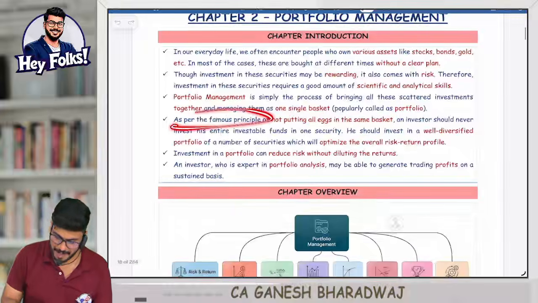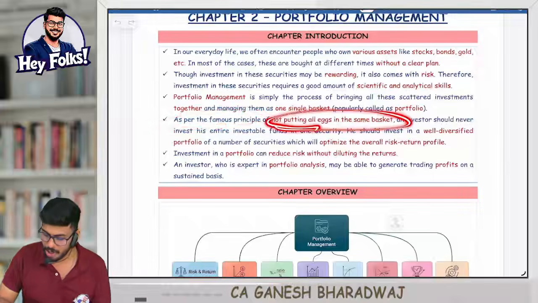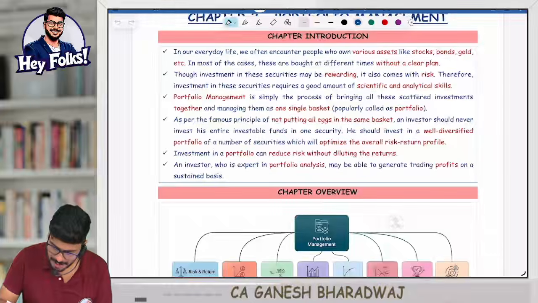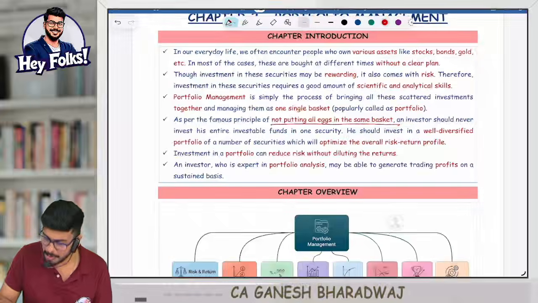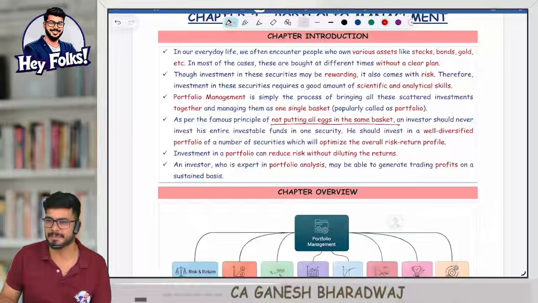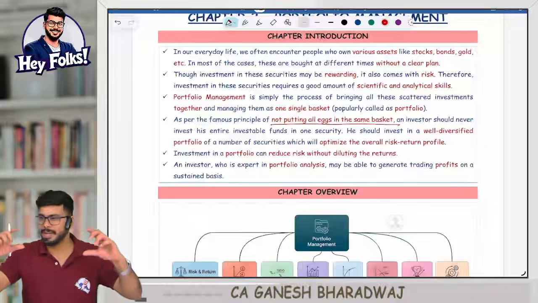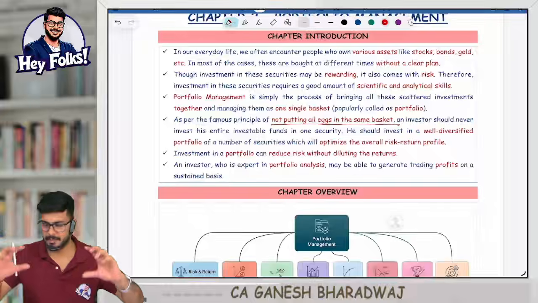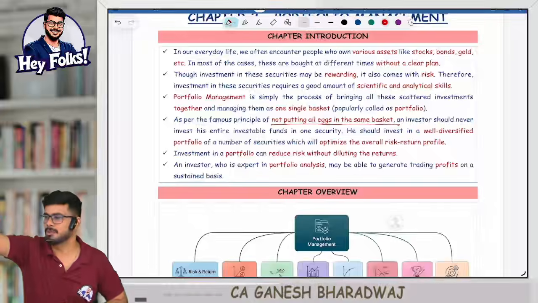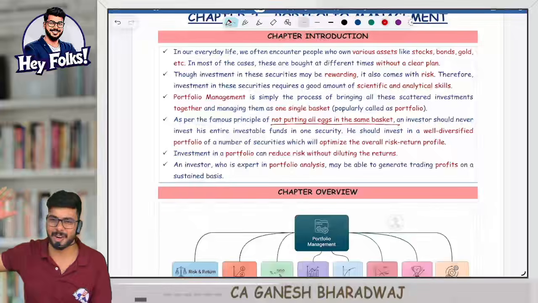Next, as per the famous principle of not putting all eggs in the same basket, have you heard of this saying? I'll tell you what it means for those who do not know. Whoever buys eggs, if you put every egg in the same basket, the chances are with one slip, all the eggs will drop and fall, and all the eggs will be spoiled.